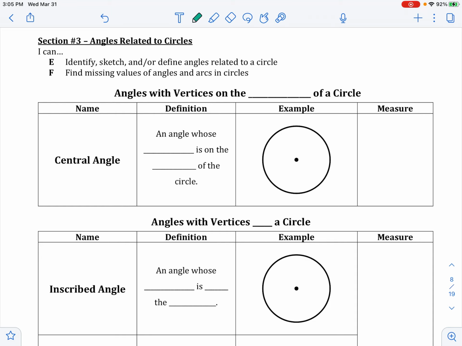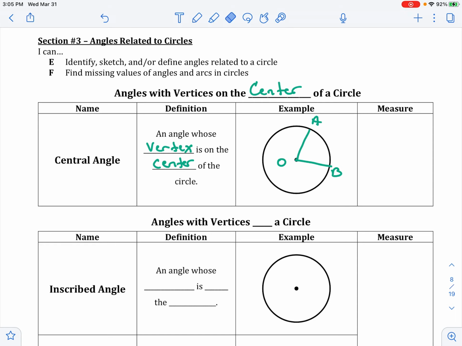This is angles with vertices on the center of the circle. We call this a central angle. A central angle is an angle whose vertex is at the center of a circle. It looks kind of like this. Let's call this angle AOB. The rule for angle AOB: the measure of angle AOB is equal to its intercepted arc, which is arc AB.